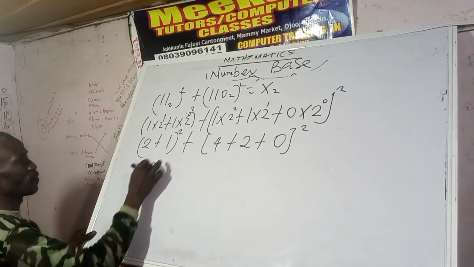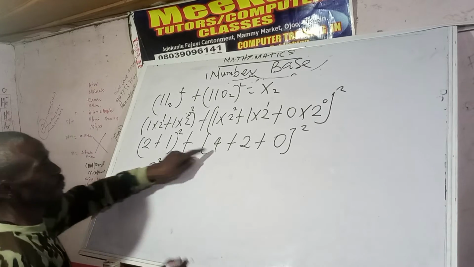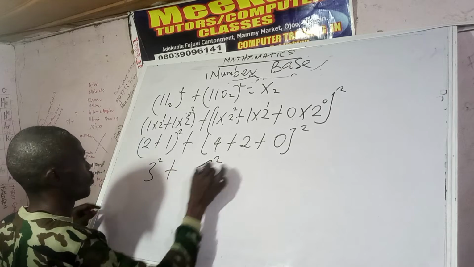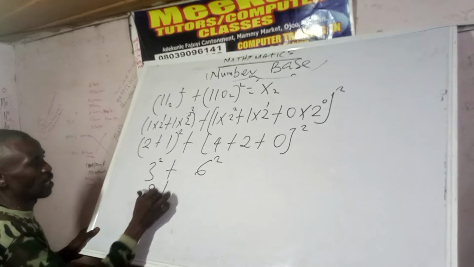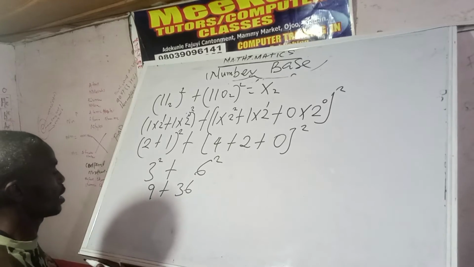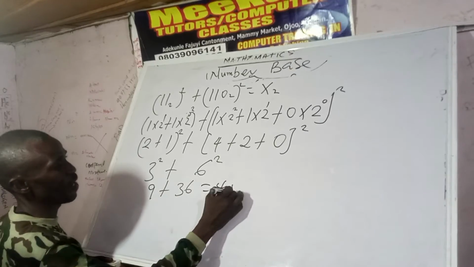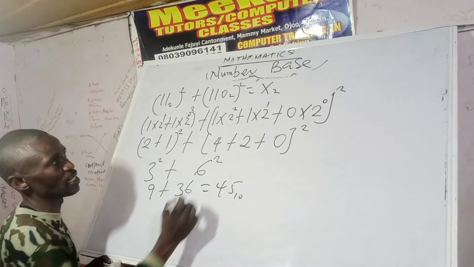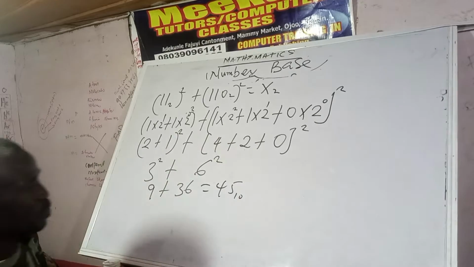2 plus 1, what do you have? 3 squared plus 4 plus 2, 6, you have 6 squared. 3 times 3, you have 9 plus 6 times 6, 36. 36 plus this, what do we have? 45. But remember, your 45 is in base 10. What do we do? Convert it back to base 2.